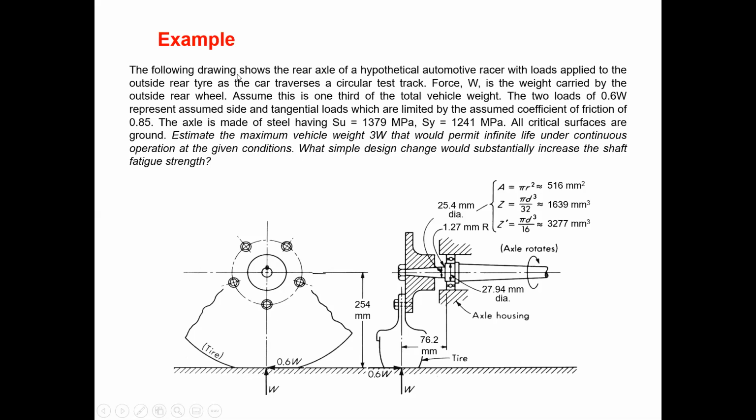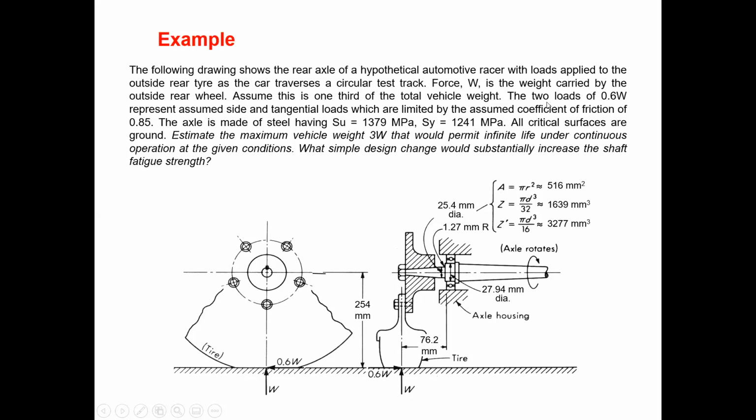Okay, the following drawing shows the rear axle of a hypothetical automotive racer with loads applied to the outside rear tire. So you can see as the car traverses a circular test track, force W. W is that weight applied around somewhere here. So the reaction will be applied on the tire. Okay, the force on the vehicle, it is not W, it will be different, but the force applied on the wheel due to that weight is W. It is a reaction, you can see. It's the weight carried by the outside rear wheels. So assume this is 1/3 of the total vehicle weight. That means the total vehicle weight is 3 times W, then 3W.